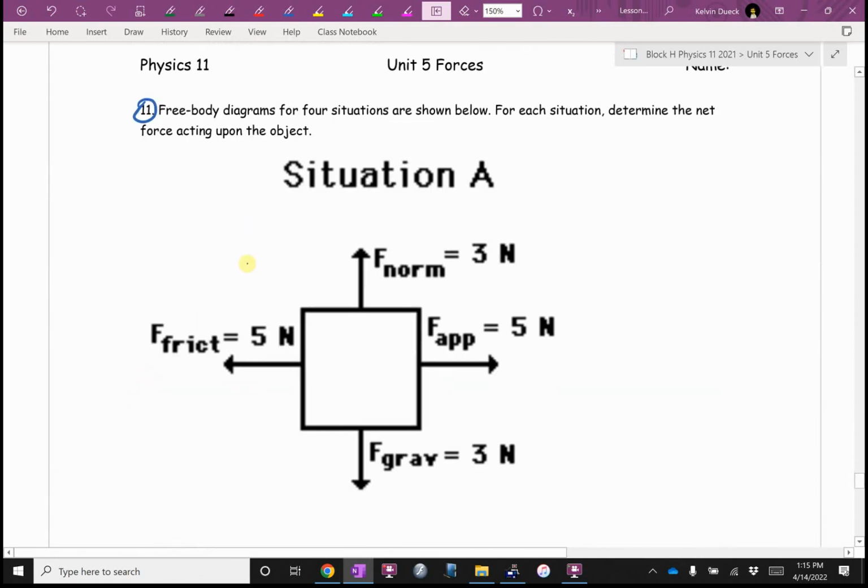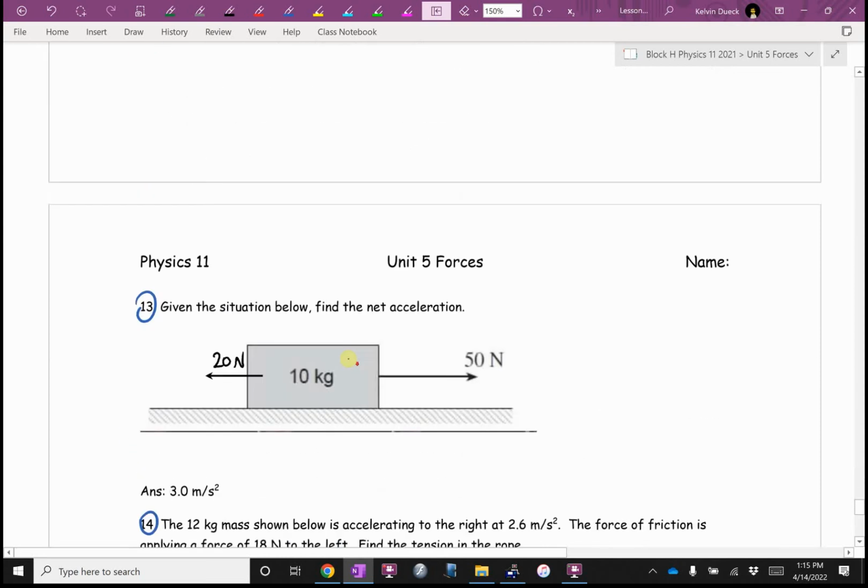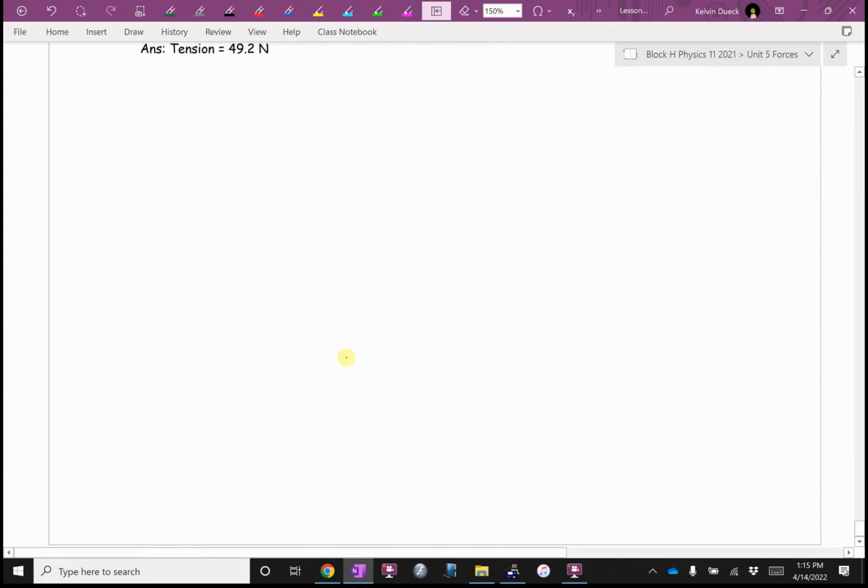10 is good. 11 is good. 11 is a bit weird. On my copy, I always get this weird graphic distortion. You folks have 4 nice free body diagrams to look at for number 11, don't you, I think? I don't know why mine does that. It does that every year. I don't know why, but it photocopied on yours. Okay, so number 11 is good. 12 is good. 13 and 14.